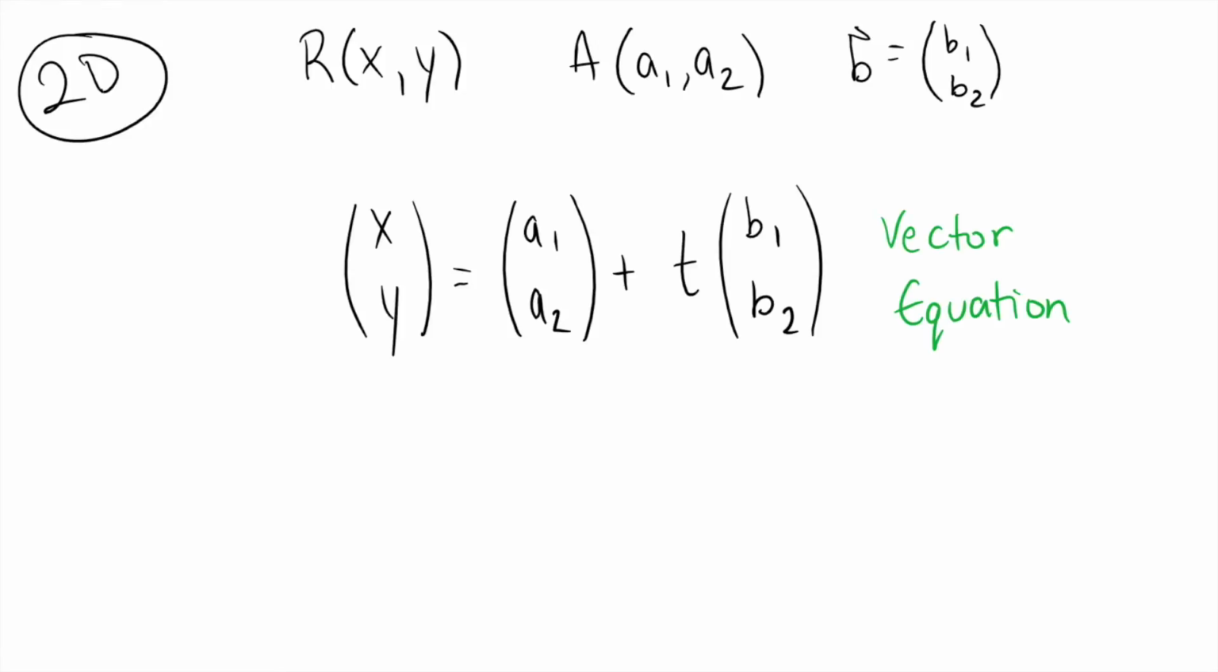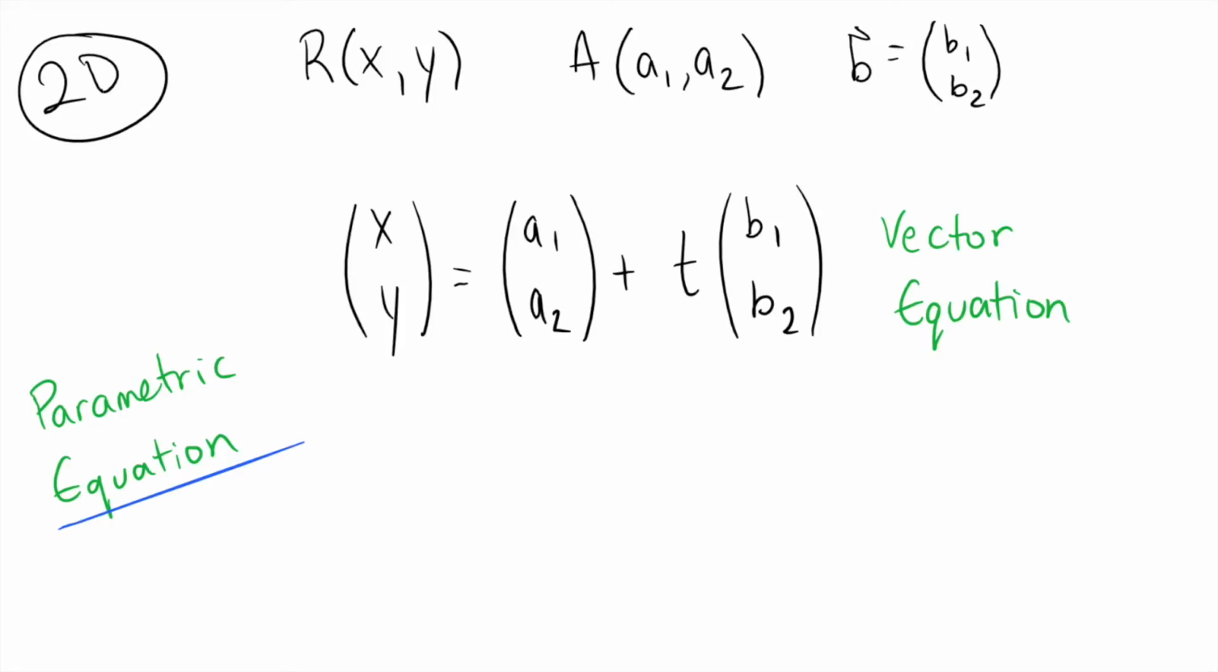Now that's a vector equation of the line, but we can take that same information and represent it in a way known as a parametric equation. A parametric equation basically involves taking your x values, your y values, and expressing them as individual equations all on their own. So the x values are all independent of the y values.